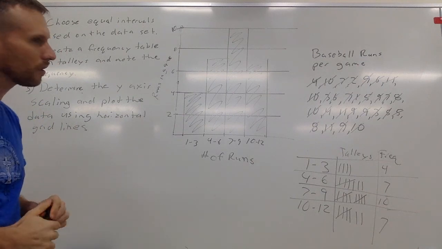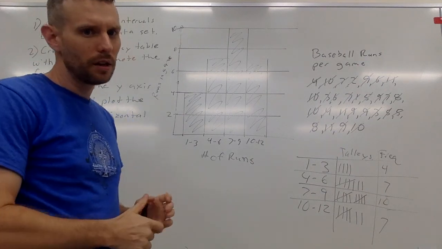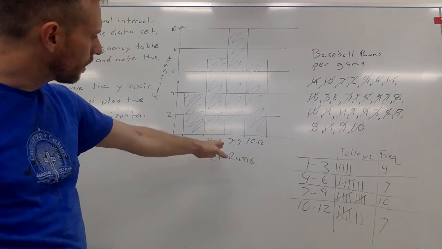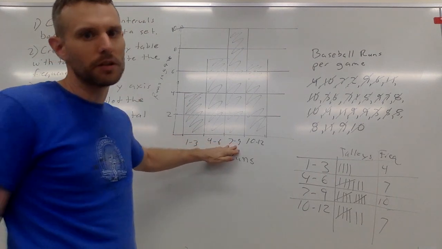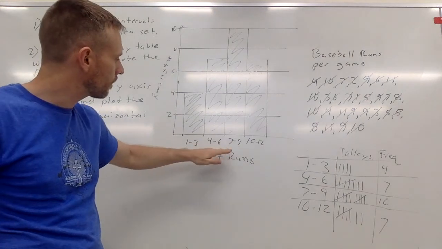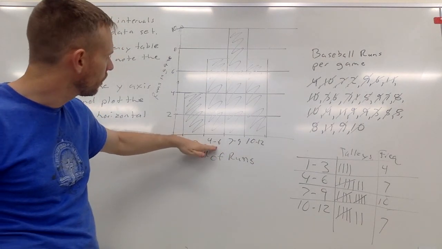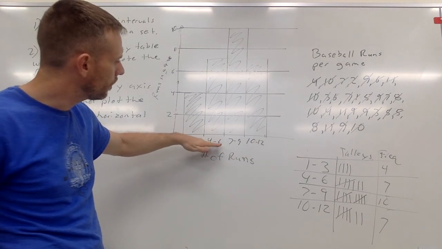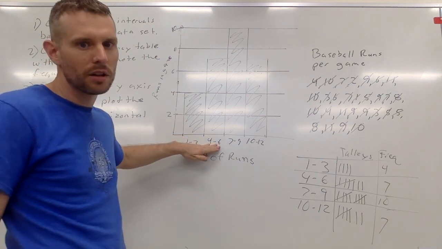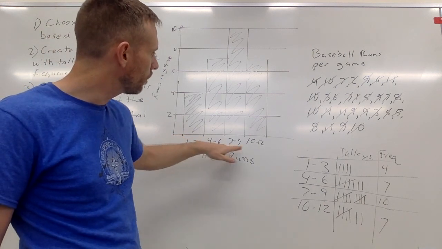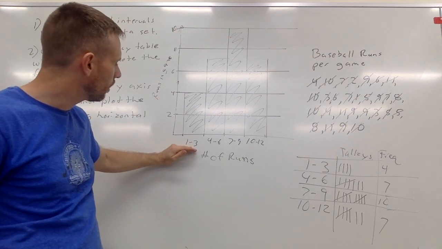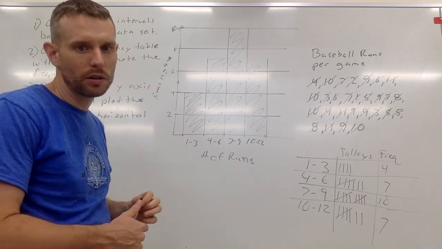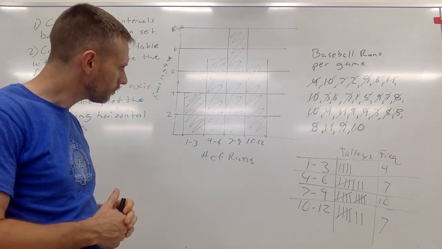It's a little hard to see in this video, but you can see now that in a lot of the games we score between 7 and 9 runs. There's quite a few games that we scored either 4 to 6 runs or 10 to 12 runs. There was about 7 games that did that, and then there were very few games where we only had 1 to 3 runs scored.